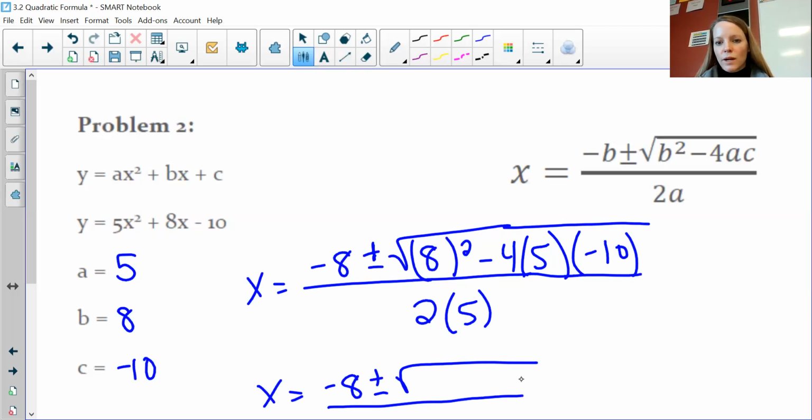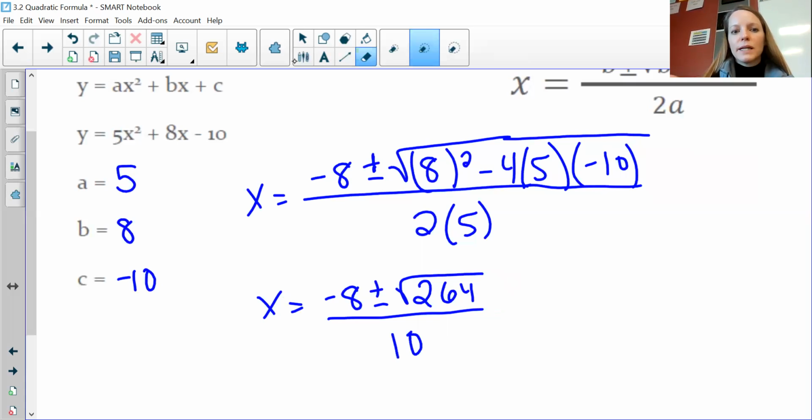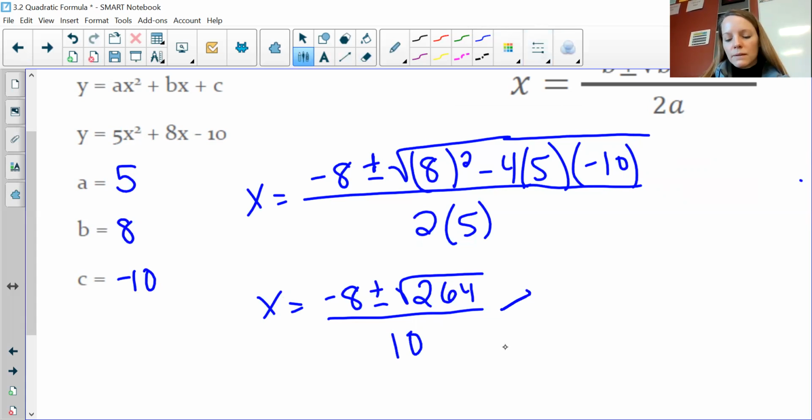So I'm going to get 8 squared plus 200, it looks like. So I'm going to get 264. Just double check my math here. Yeah, 264 underneath the square root sign. And 2 times 5 is 10. And now this is where you deal with the plus and the minus sign. So I'm going to separate it out, plus and minus. I'm going to put the plus at the top and the minus at the bottom.